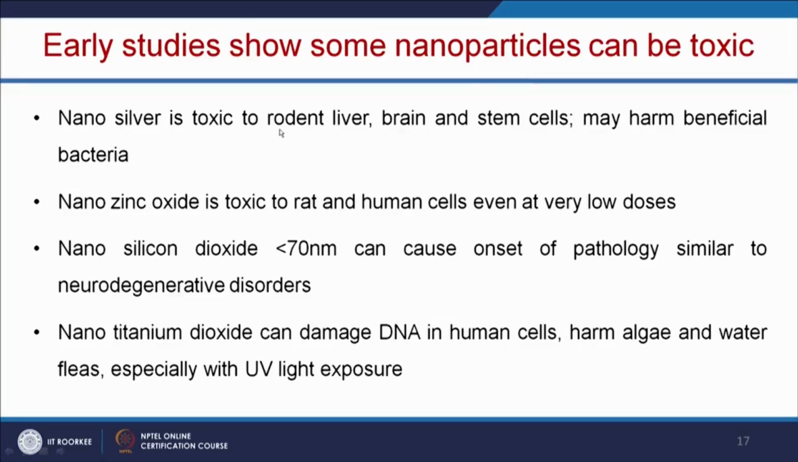Nanosilver is toxic to rodent liver, brain and stem cells, and may harm beneficial bacteria also. Nano zinc oxide is toxic to rat and human cells even at low doses, and nano silicon dioxide less than 70 nanometers can cause onset of pathology similar to neurodegenerative disorders. Nano titanium dioxide can damage DNA in human cells and harm algae and water fleas, especially with the help of UV light exposure.